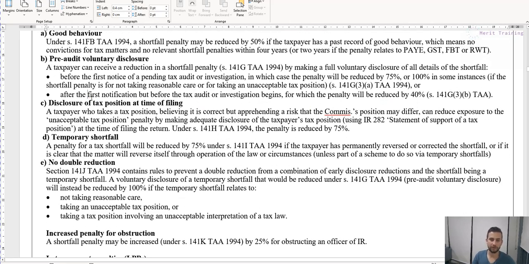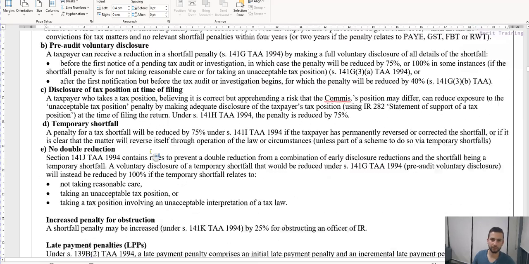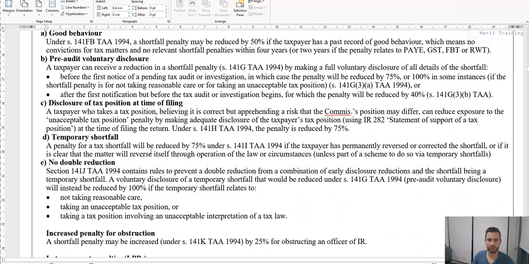The third potential reduction in penalties is disclosure of tax position at time of filing. This is basically where you take a tax position, maybe interpreting a particular law or provision, and believe it's correct, but there is a risk that the commissioner may interpret it differently. So what you do is disclose that to the commissioner at the time of filing the return, and if there is a penalty, it's reduced by 75% on this basis.